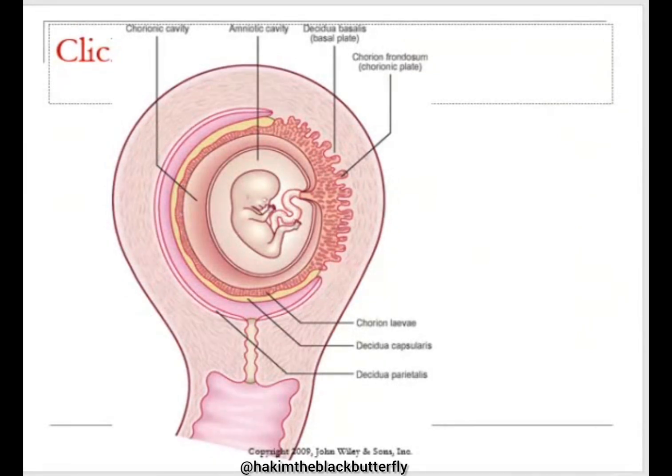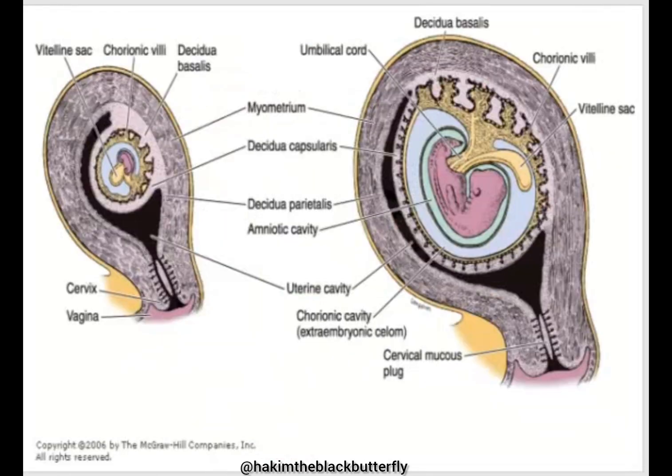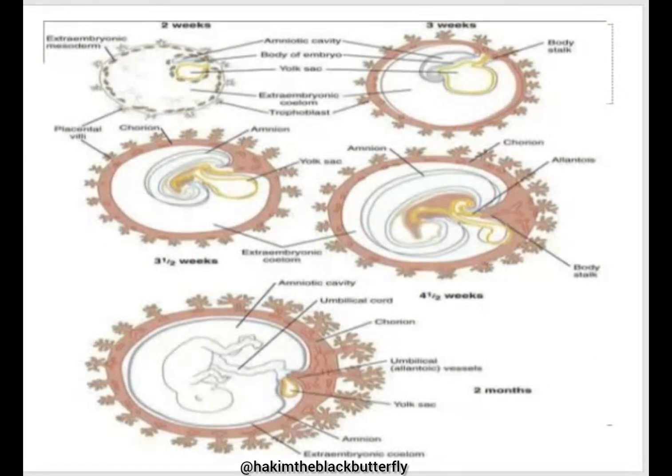The cavities must be remembered very well. I talked about them yesterday, and I'm also going to talk about them today. This is the embryo. This is the yolk sac, which is going to be absorbed. It's going to become smaller.